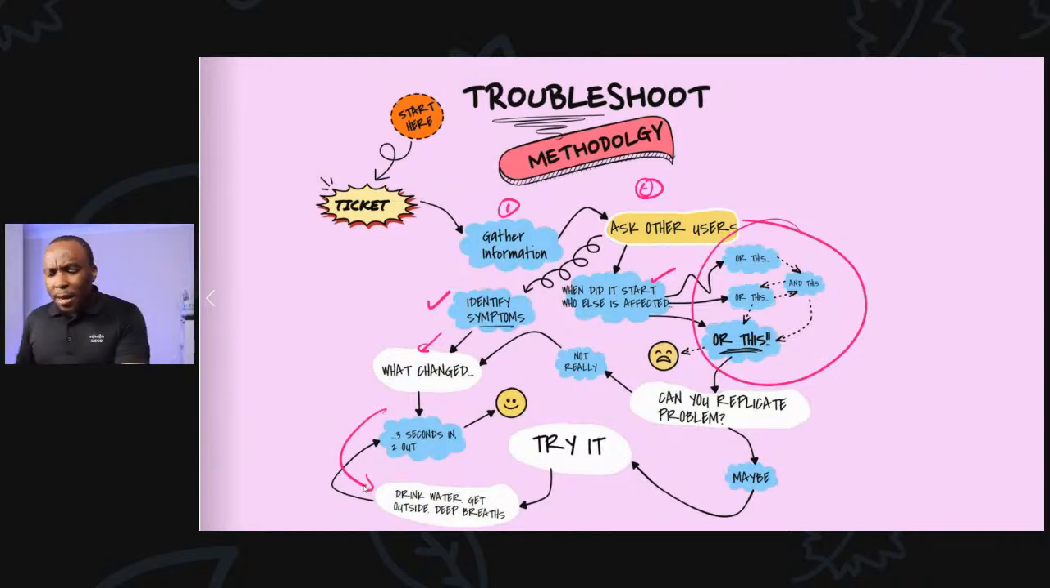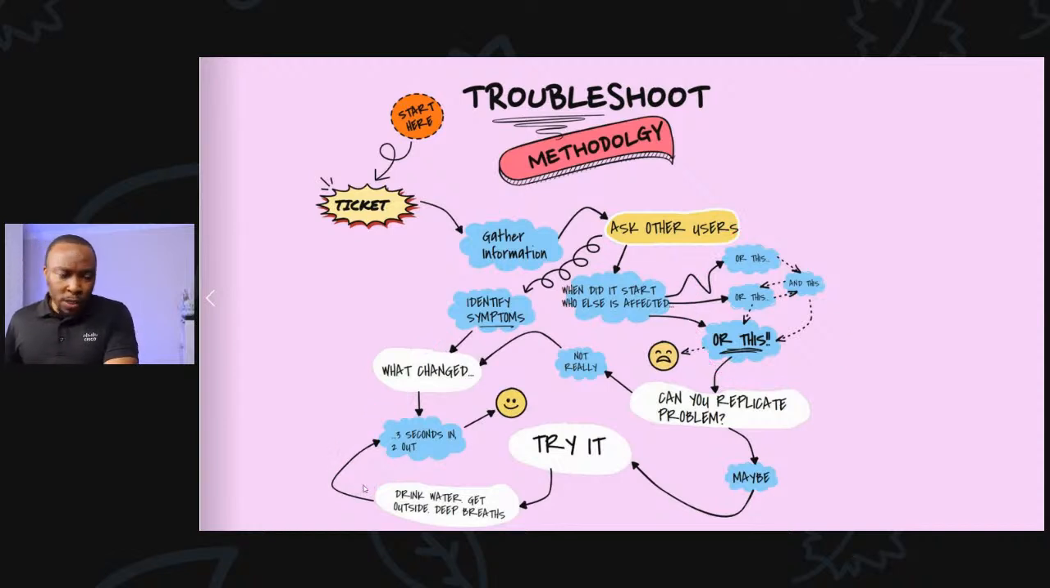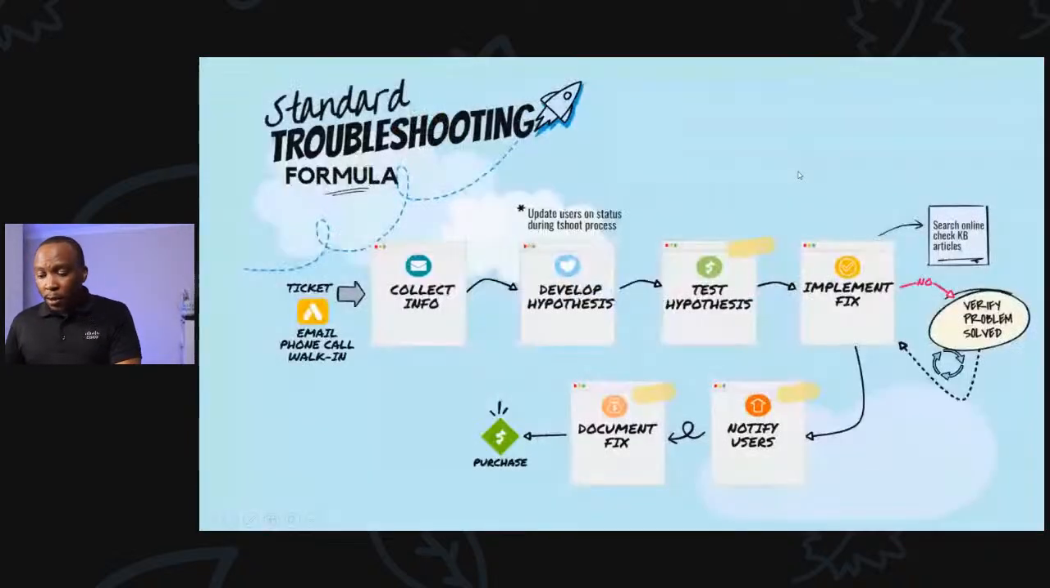In the next one, it's almost similar to this one. The steps are almost identical, but I'm just going to cover what the textbook basically recommends. This is a recommended troubleshooting methodology. If you read any Cisco books, they basically highlight this. So this is the standard troubleshooting formula.